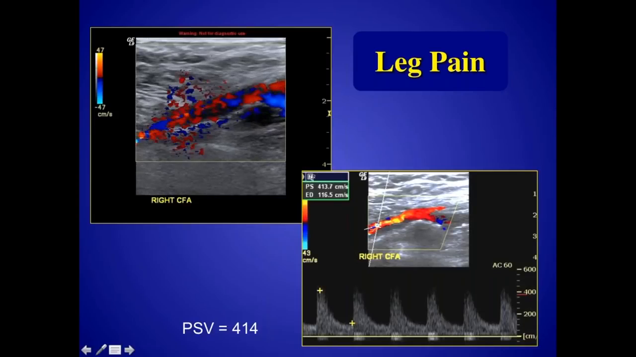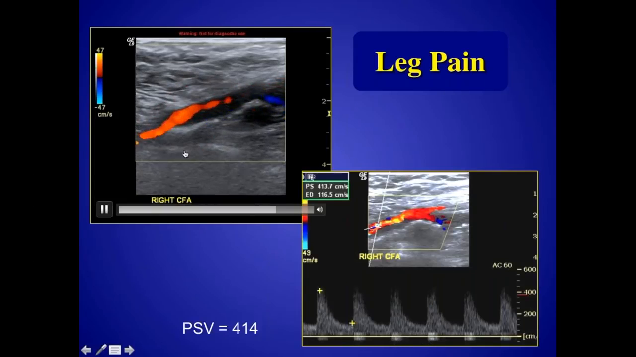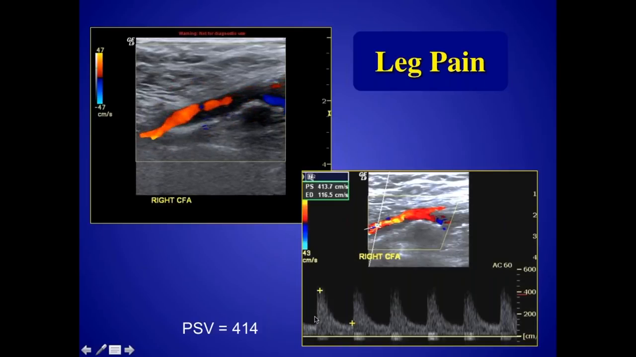On the spectral trace, we can see the velocity is about 414 centimeters per second. High velocity, monophasic, loss of the triphasic signal, spectral broadening, and here is the bruit. Notice that these artifacts are occurring in peak systole. That's how we know these are bruit artifacts. This is the correlate to the color Doppler abnormality. Right at the baseline, these are low-level frequencies that we see right near the baseline.